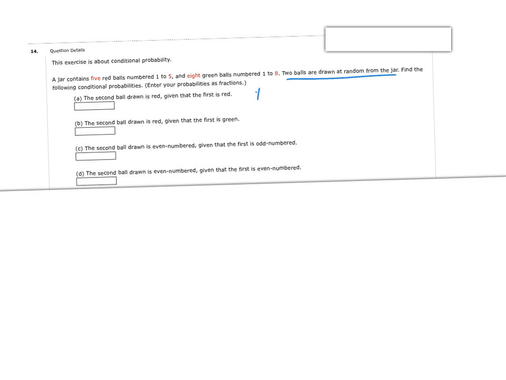If you wanted to calculate the first one, what would that be? 5 red and 8 green, so that would be 5 out of 13. And then the second one, if I did get that red the first time, would drop to 4 out of 12. So they're actually only asking about the second one here. So I'm going to say that's 4 out of 12 or 1 out of 3. It did not say what's the probability of getting a red on the first and the second. Otherwise, I would multiply those. In this case, it's just asking me about that second one.